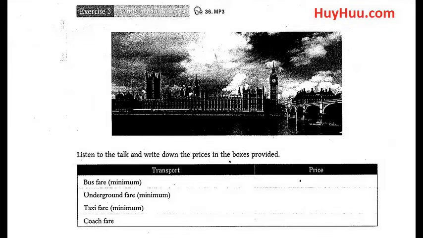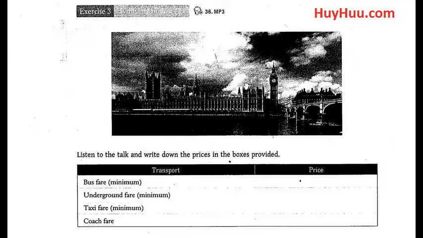Exercise 3. Living in London. Listen to the talk and write down the prices in the boxes provided. London has been called the most expensive city in the world, though like all other cities, if you know your way around, you can always find lower prices than people normally pay. Transport is expensive compared with other places. The minimum bus fare is 40 pence. This is only for about a kilometer's ride. If you want to go further, you have to pay more.